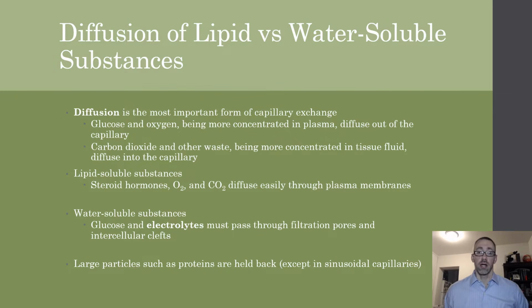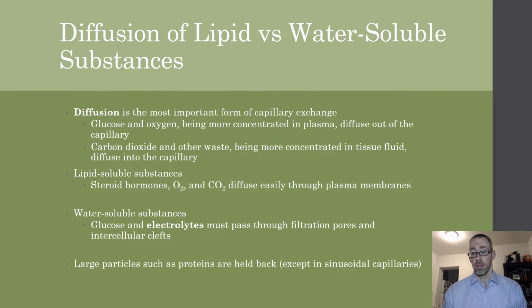So here we have diffusion of lipids versus soluble substances. Again, remembering that lipids, which are hydrophobic, will tend to move through lipid membranes, like plasma membranes, very readily, whereas water soluble substances would actually have to take different routes. They wouldn't be able to move through plasma membranes, so therefore they'd have to move through the intercellular clefts or be transported through transcytosis. So diffusion, glucose, for example, would have to go through one of those intercellular clefts. A lot of the electrolytes, like sodium chloride, would also do the same thing.